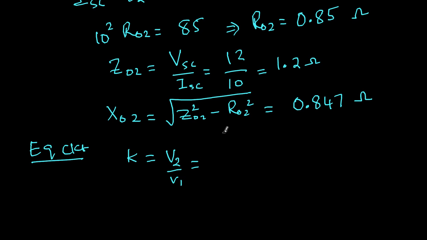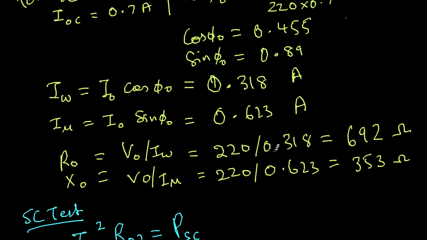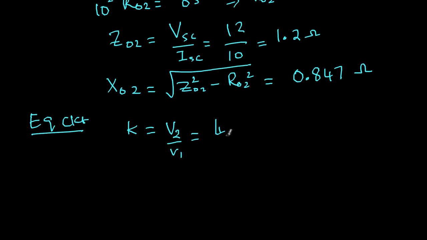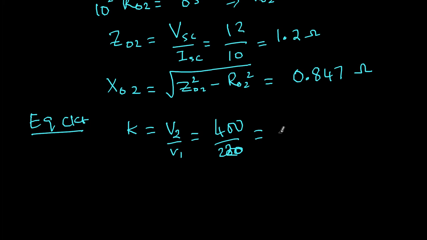If I look at the data, I have 400 and 220. So this is 400 by 220. This is my K. 400 by 220 is 1.818. So 1.8182 is my K. Now I want to find out what is R01.